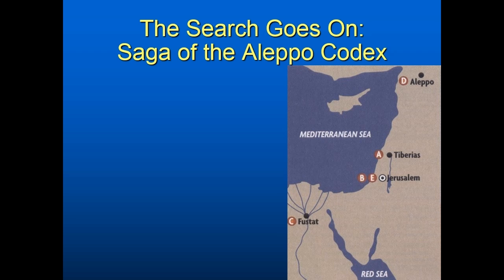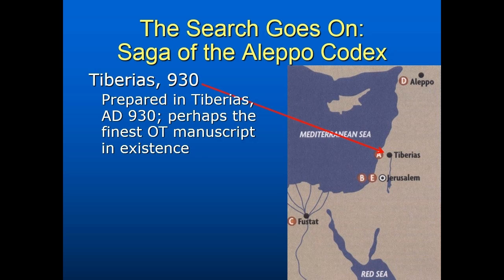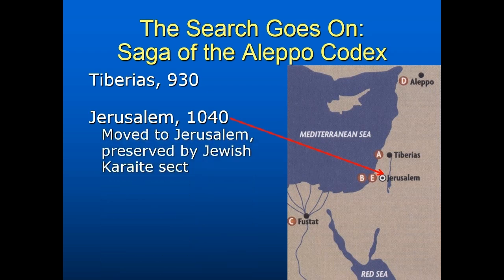Here's the Aleppo Codex, which has had a remarkable history. Prepared in Israel, in Tiberias, in AD 930, many scholars consider it to be the finest Old Testament manuscript in existence. After about a century, it was relocated to Jerusalem, AD 1040, and placed in the care of the Karaite sect of the Jews. That no doubt seemed a good idea at the time, but it soon turned bad.